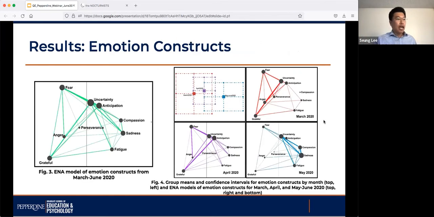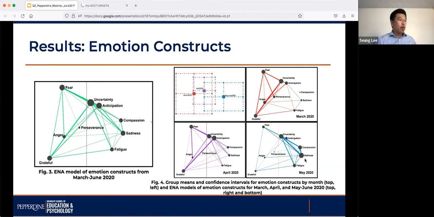And in terms of looking at the emotional constructs, we were able to do the same thing and look at the shift in the emotions that were expressed in the diary entries from March, April, and May. What we saw was strong connections between fear and uncertainty and anger, and some gratitude as well. And that was maintained through April, while in May, there was a shift towards greater connections between uncertainty, compassion, sadness, and also fatigue.